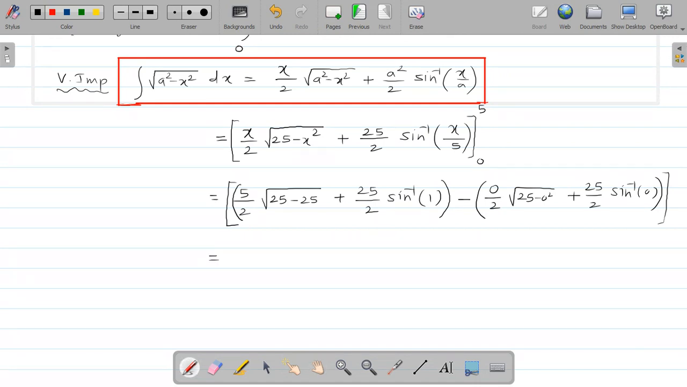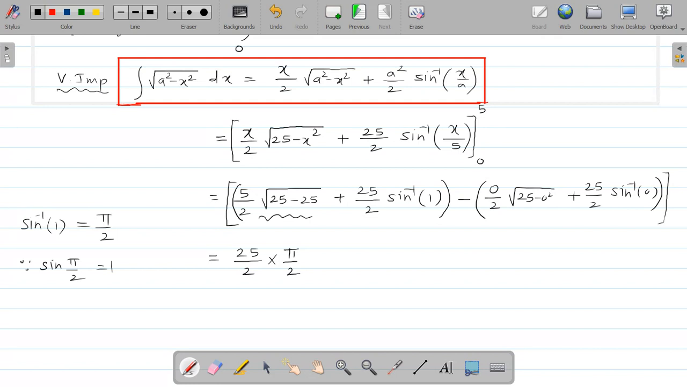This is 5 by 2 into root of 25 minus 25, that is 0. So this term will get cancelled. Now only you will get here 25 upon 2 into sine inverse of 1. For which angle is the value of the sine ratio 1? It is for 90 degrees, or you can say pi by 2, because we know that sine pi by 2 is 1. So sine inverse 1 is pi by 2. Sine 90 degrees is 1, so we have written here pi by 2.